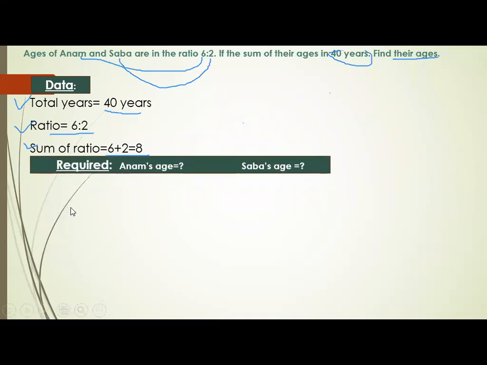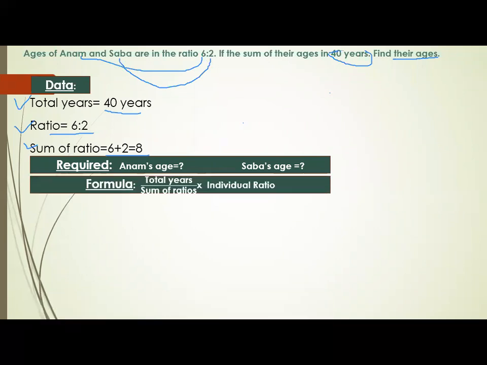Now, what will be the formula? Here, we are going to convert the formula. In the formula, it is written total amount. We can change the formula, total amount into total years. Here we can change the formula according to the given condition.